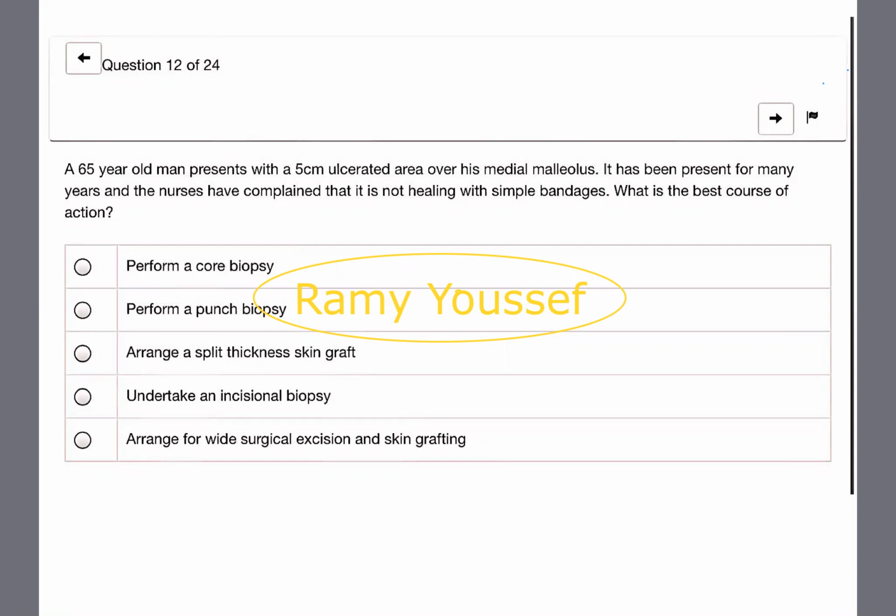I would have said it's a venous ulcer, and so if bandages do not work... You are lucky with biopsies.